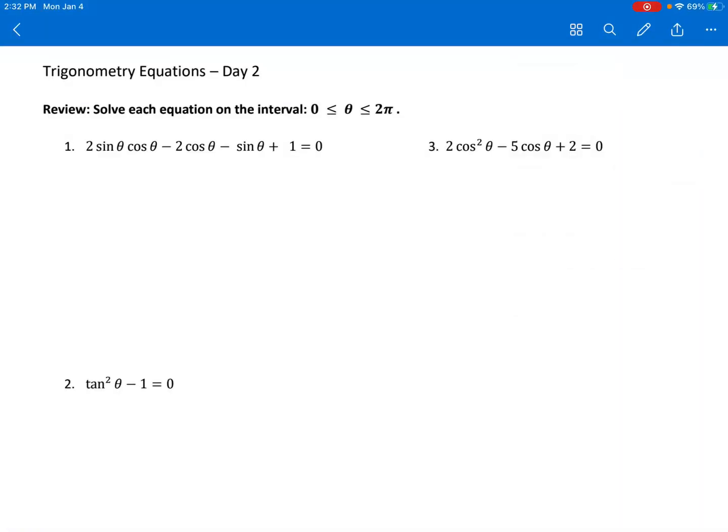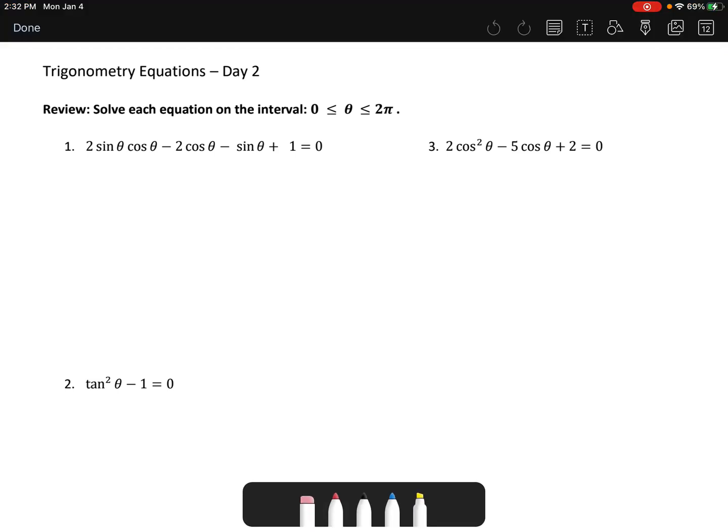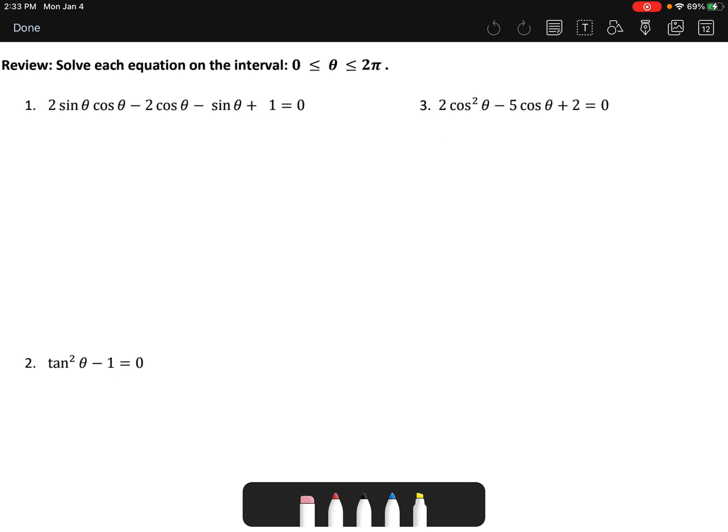Okay, today we're just going to continue with our previous lesson, trigonometry equations, and we're going to go day 2, and you need to have your formula sheet near you so that you may have to do some manipulation with identities here. So our first one here, we do have an issue for sure on number 1.